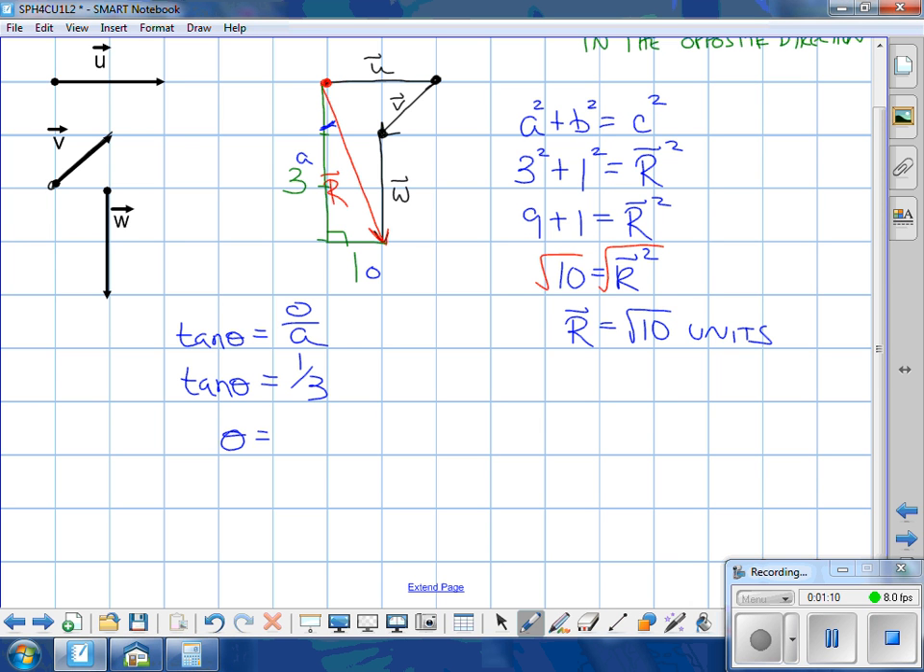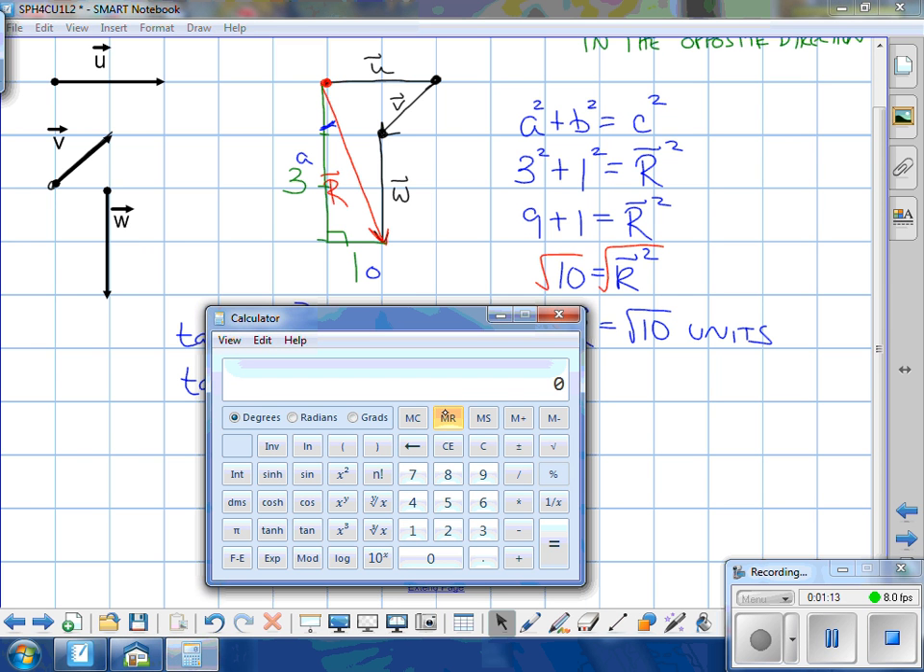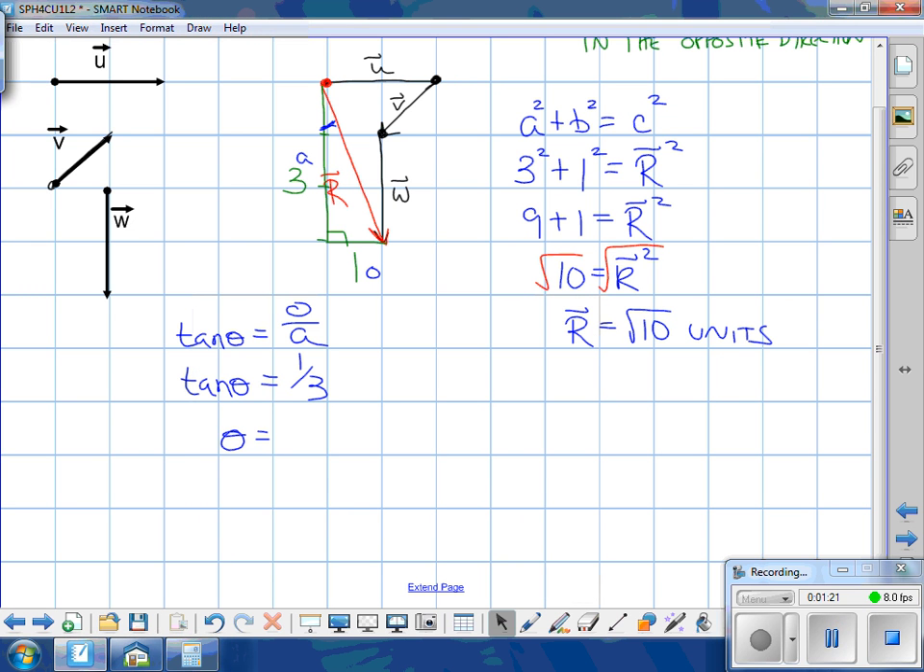Doing tan inverse, if I pull up my calculator, 1 divided by 3 equals inverse tan. I get 18.4 degrees. All right. And that's it. You're done. Therefore, resultant is root 10 units. And now your direction. So I started here and I went down 3. So I'm going to start with down.